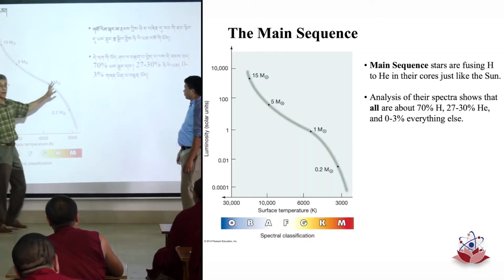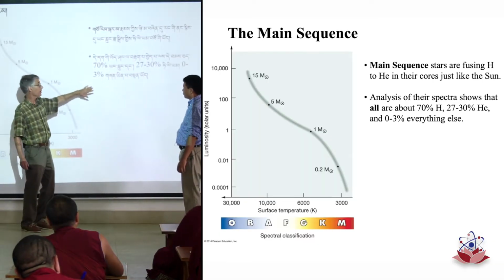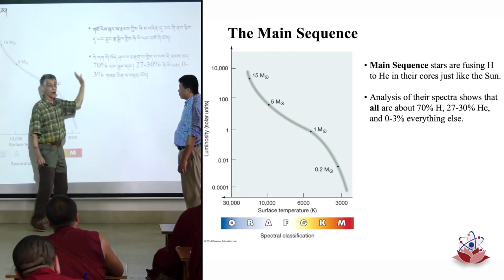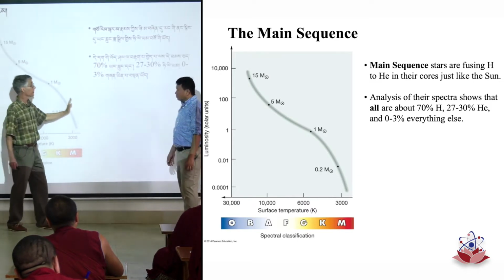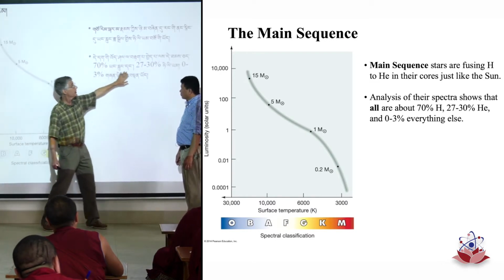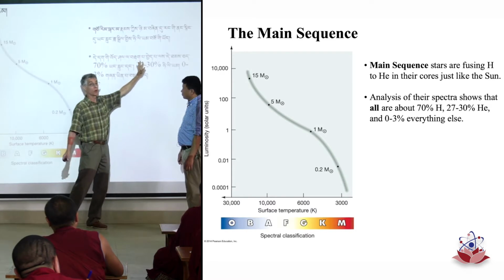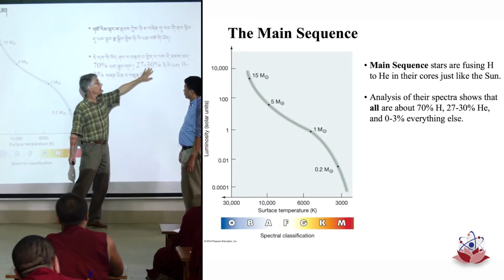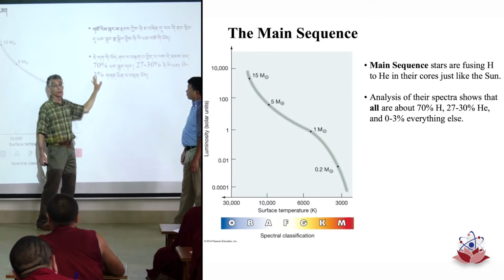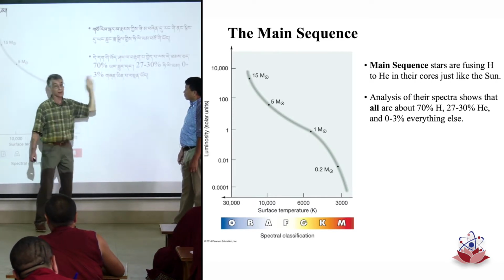And by analyzing the spectra, as we talked about yesterday, it has been discovered that main sequence stars, in particular, are about 70% hydrogen, somewhere between 27, 28%, 30% helium, and only 0 to 3% everything else.